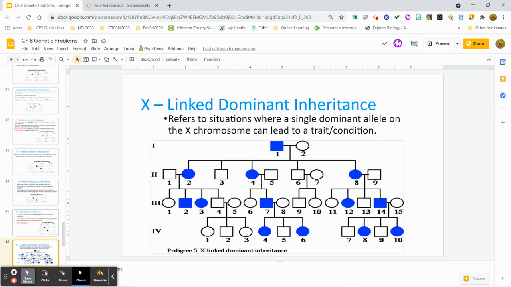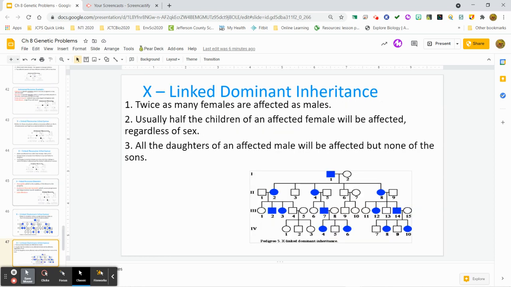And this is X-linked dominant. So this refers to a situation where a single dominant allele on the X chromosome can lead to a trait or condition. So you don't have carriers when it's dominant. If you have a dominant allele, it gets expressed. And here, twice as many females are affected as males, because again, you only need that one allele.